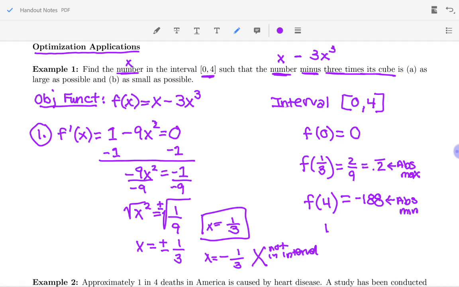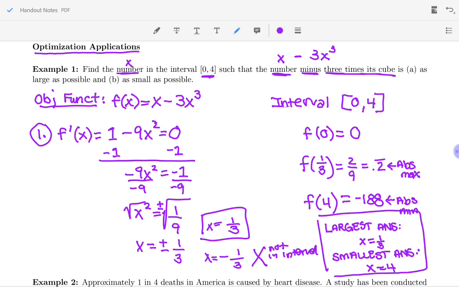So for the largest answer, the number we would plug in, or the location, is x equals 1/3. To get the smallest answer, it's not asking what the smallest answer is. It's not asking for the negative 188. It's saying what's the number that makes this happen. So we would type in x equals 4. Of course, if it asks the value, then we would type in negative 188 and 2/9. But this one is just asking the location.